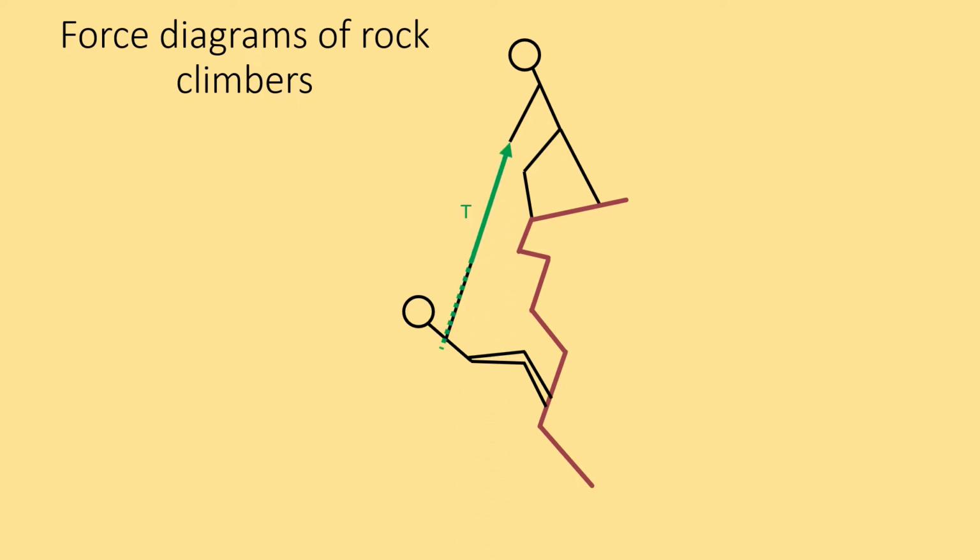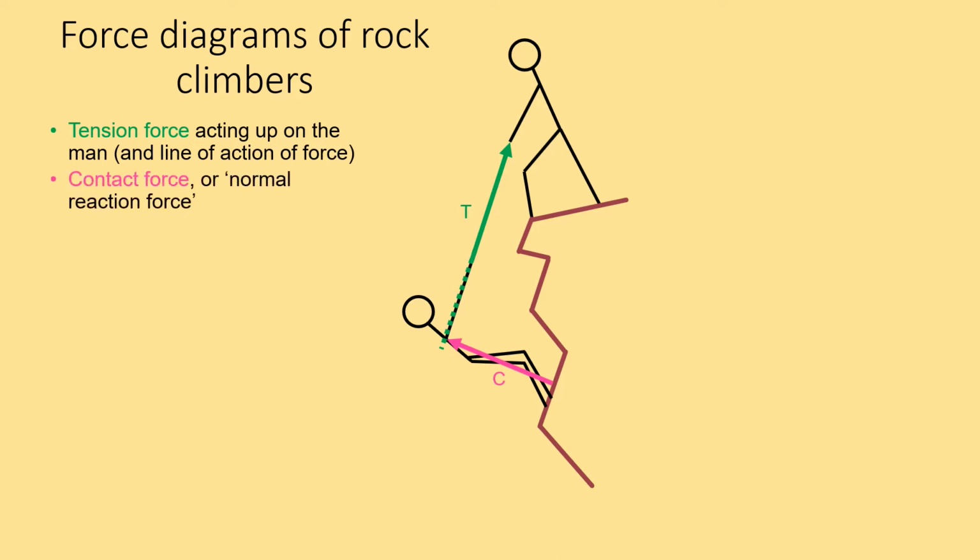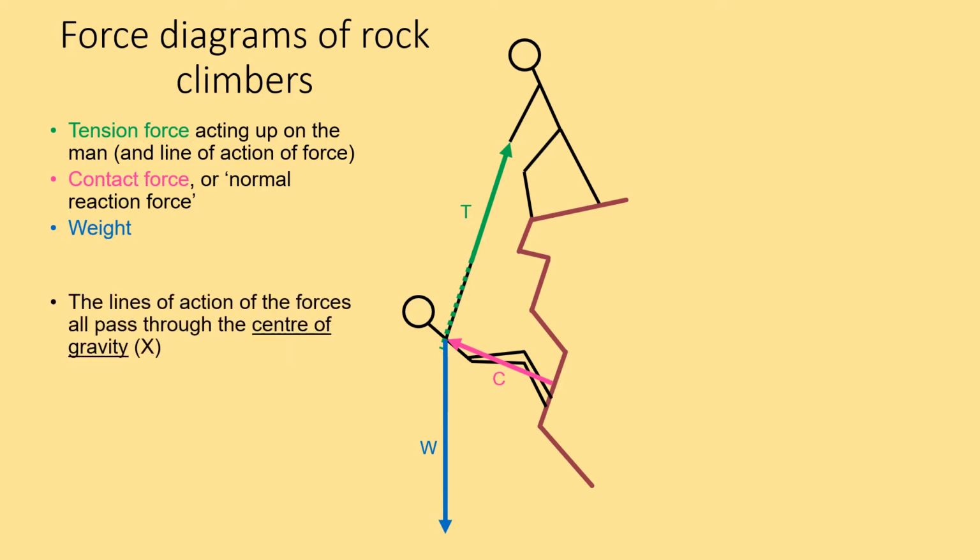So we have to consider the tensile force of the rope, or whatever it is the climber is using to pull. We have to consider the contact force. That's the normal reaction force of the climber on the rock. Now this is perpendicular to the surface of the rock. And then the weight of the climbing body. So the lines of action we can see now are not all acting in a single plane. They're acting in different planes, and all of these forces act through the center of gravity of the climber.